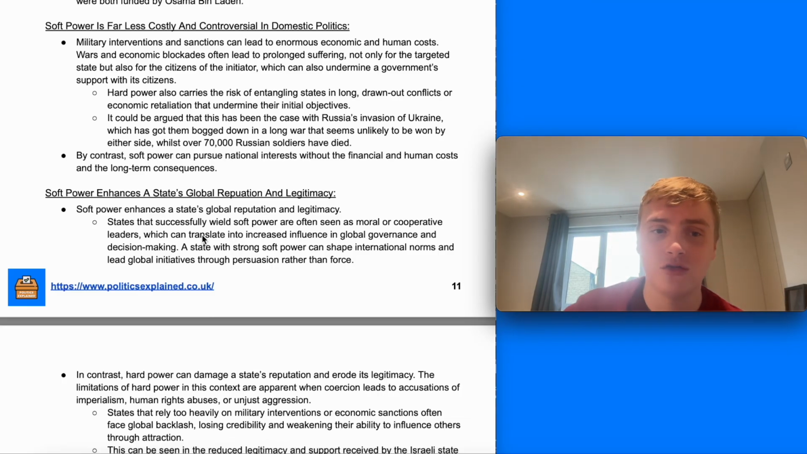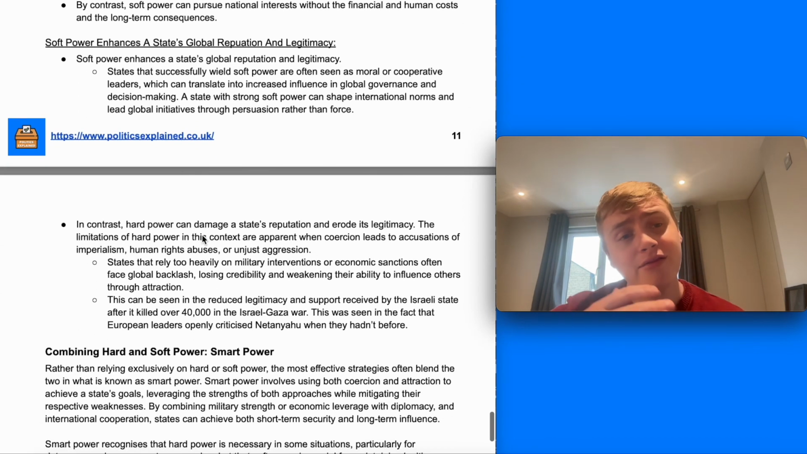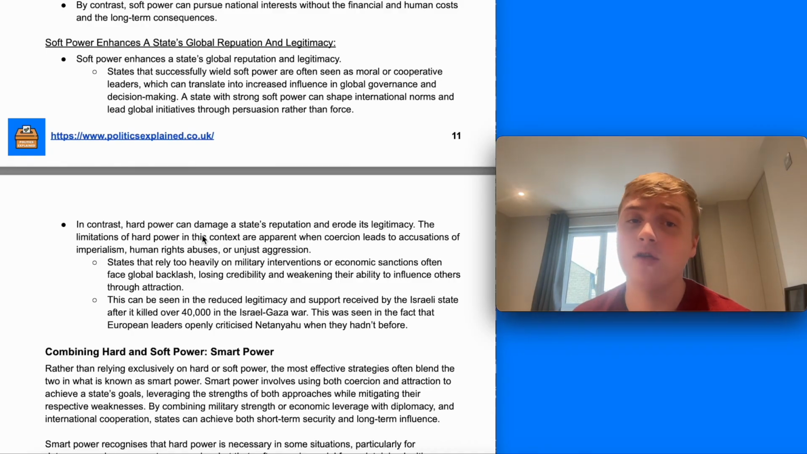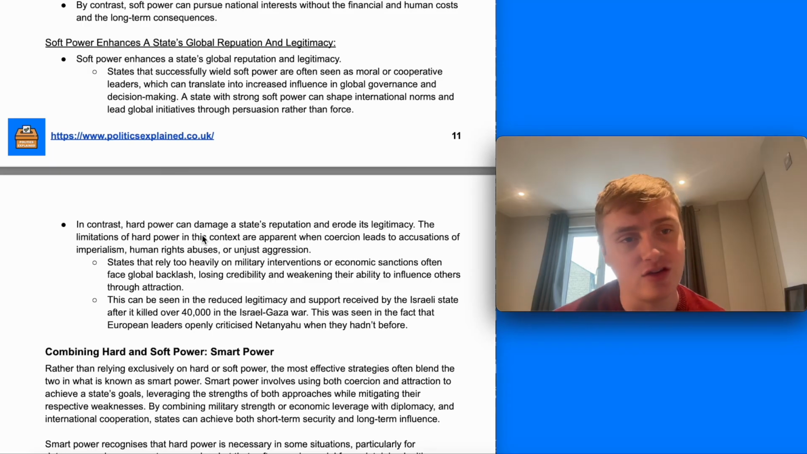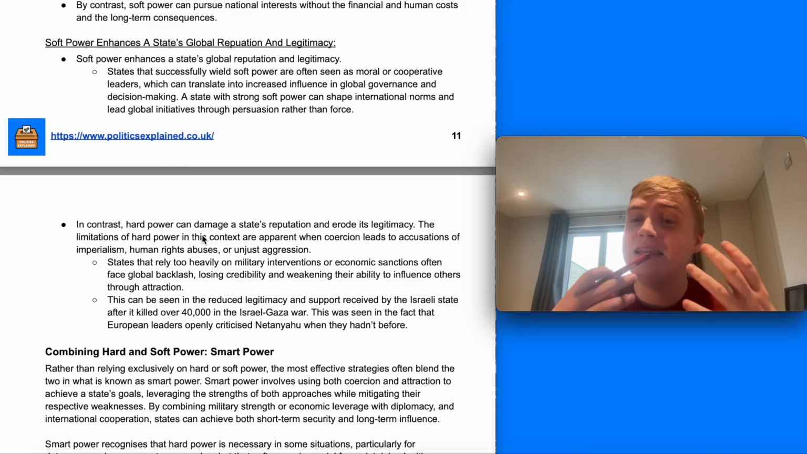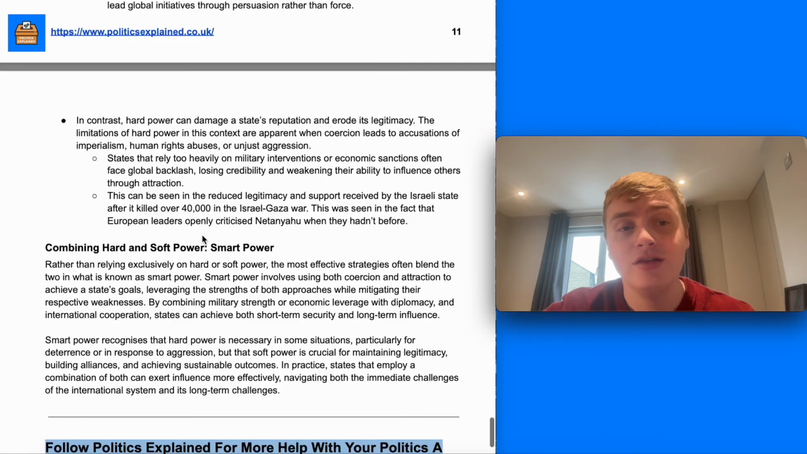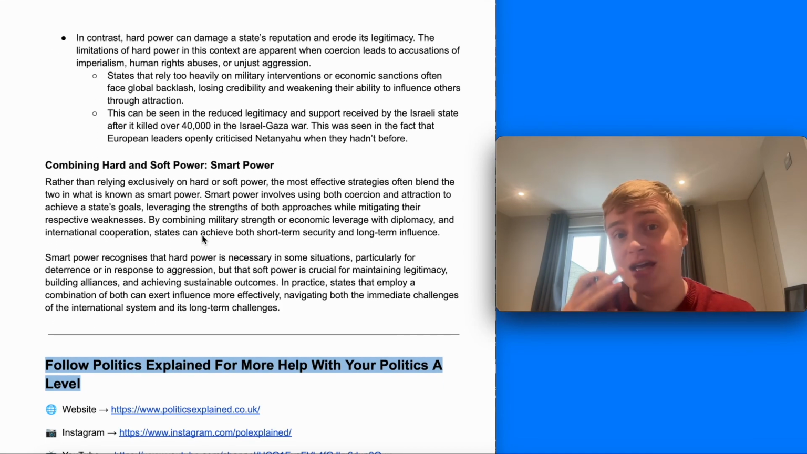On the other hand, soft power can pursue national interests without the financial and human costs and the long-term consequences. And finally, it can be argued that soft power is more effective as it enhances a state's global reputation and legitimacy. States that successfully wield soft power are often seen as moral or cooperative leaders in the international community, which can translate into increased influence in global governance and decision-making, the ability to shape the international community. On the other hand, hard power can actually damage a state's reputation significantly and erode its legitimacy.